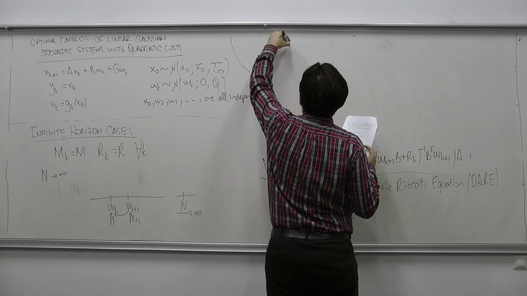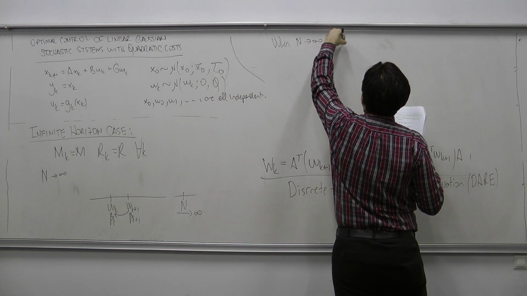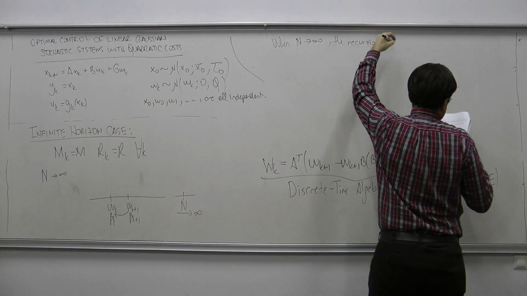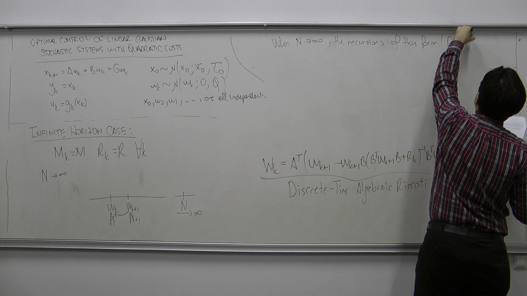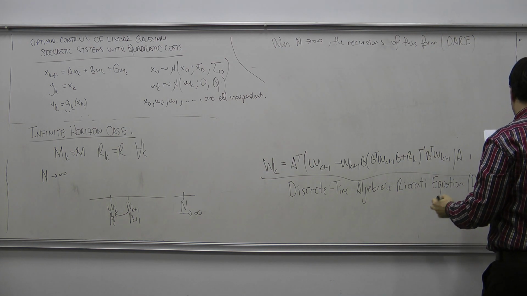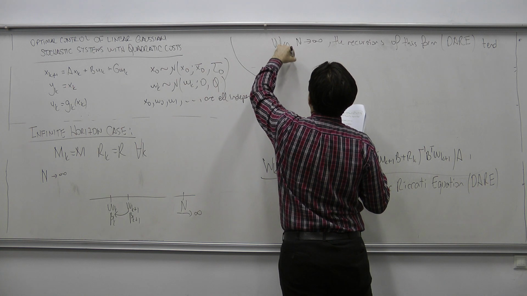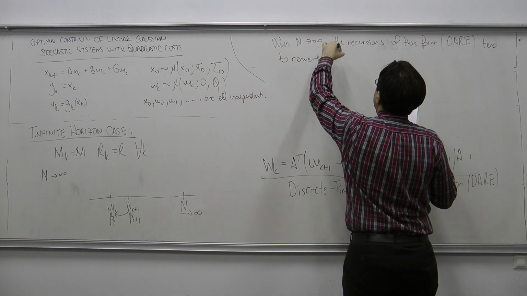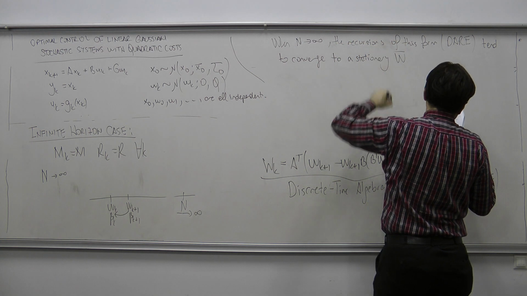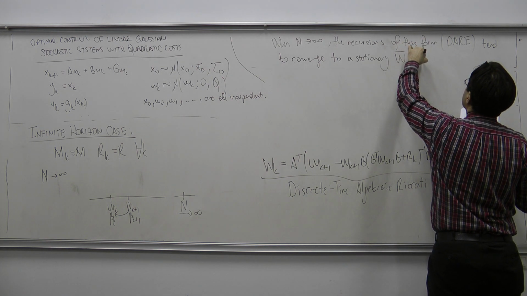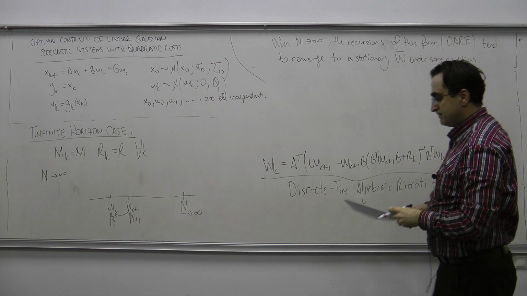When n goes to infinity, when our horizon goes to infinity, the recursions of this form, I mean the discrete-time algebraic Riccati equation, tend to converge to a stationary W bar, under some conditions.